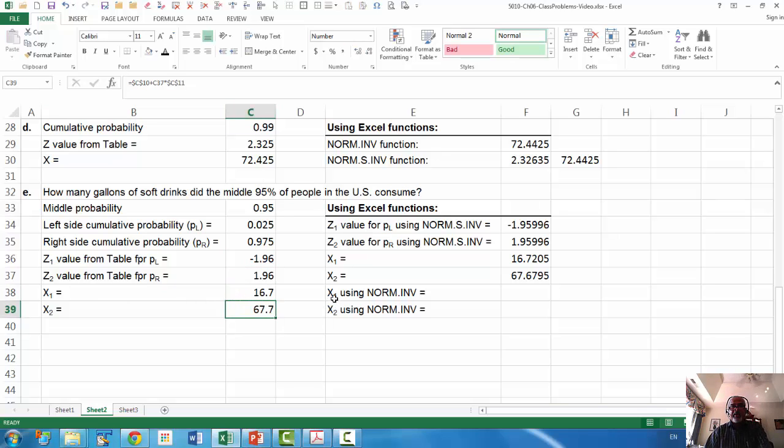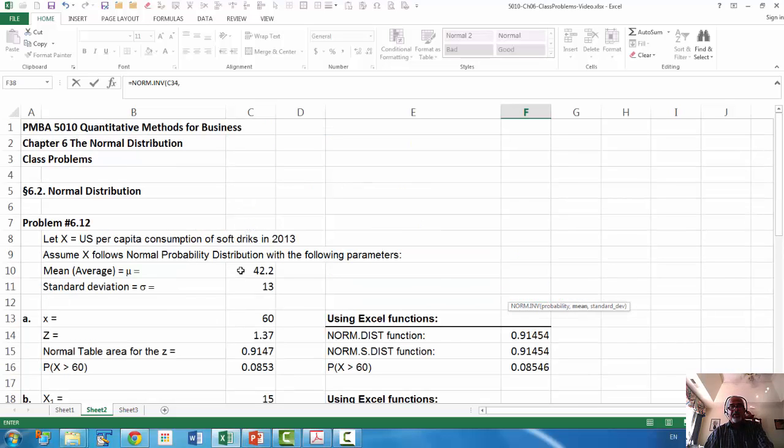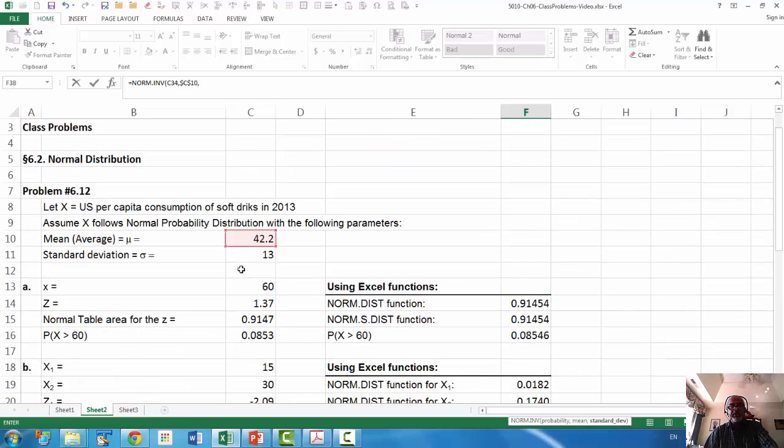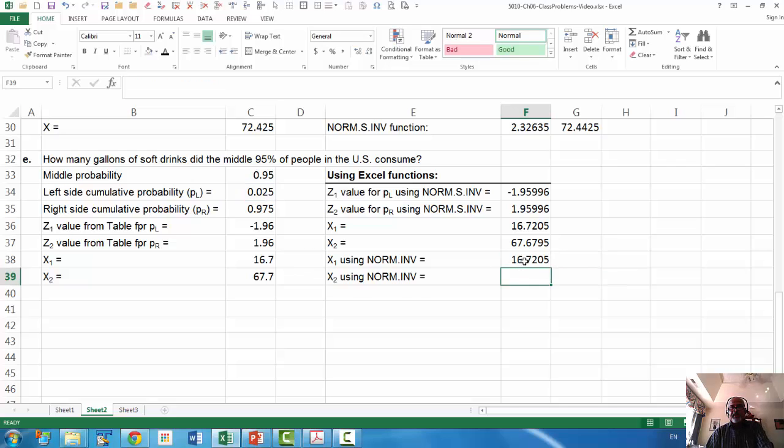Okay. Now x sub 1 and x sub 2 using norm.inv, so that way you don't have to compute z and then find x values. So if you use norm.inv, the left side probability and then the mean, absolute reference that, standard deviation, absolute reference that, and copy that down one row and you get the upper limit. So this is how you do normal distribution to find probability given x, or given probability find x.